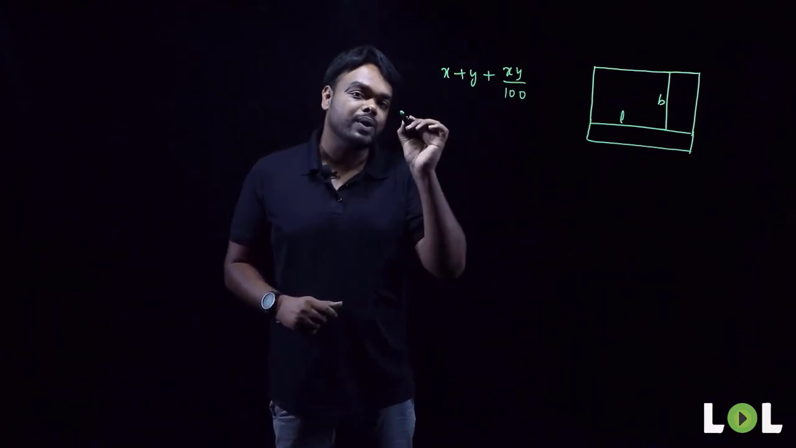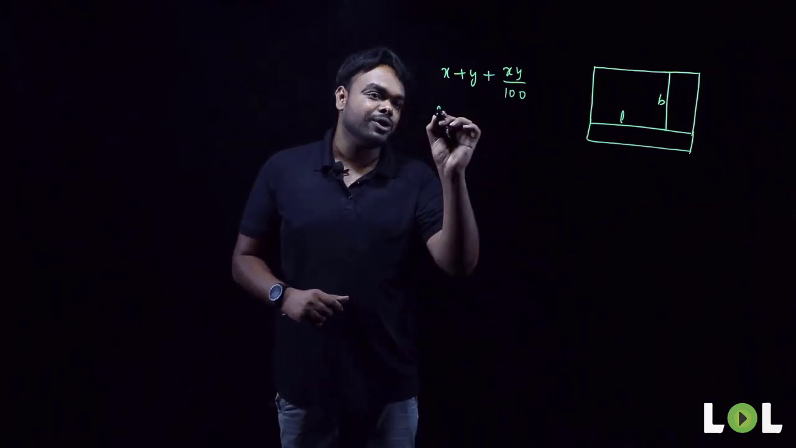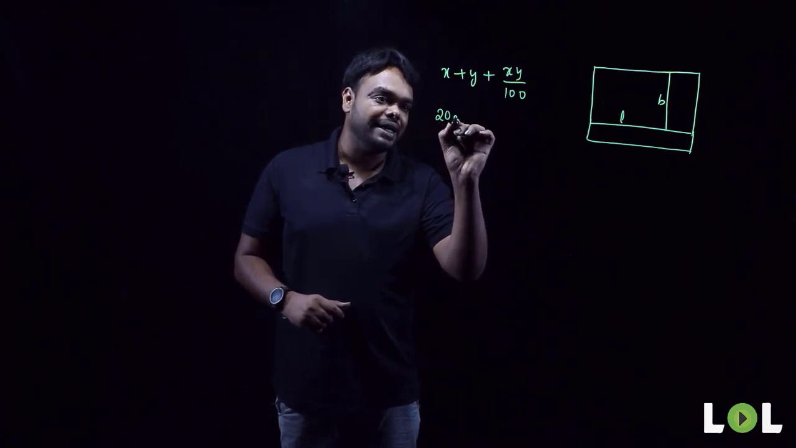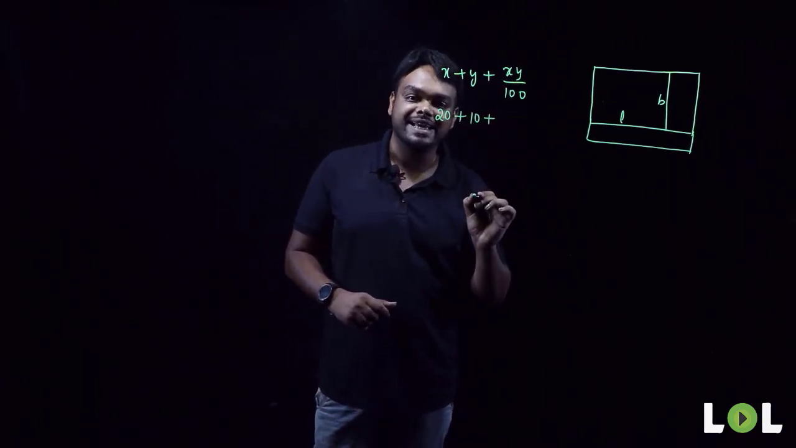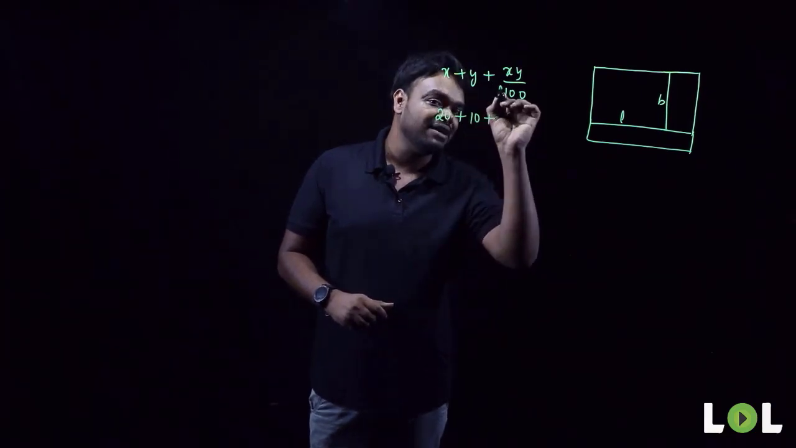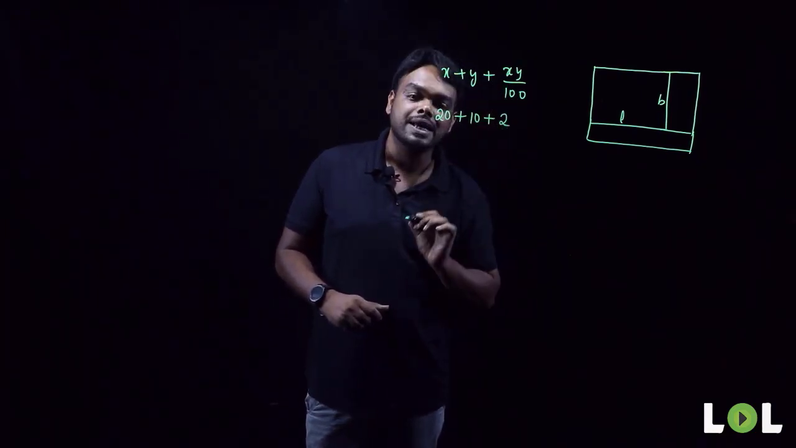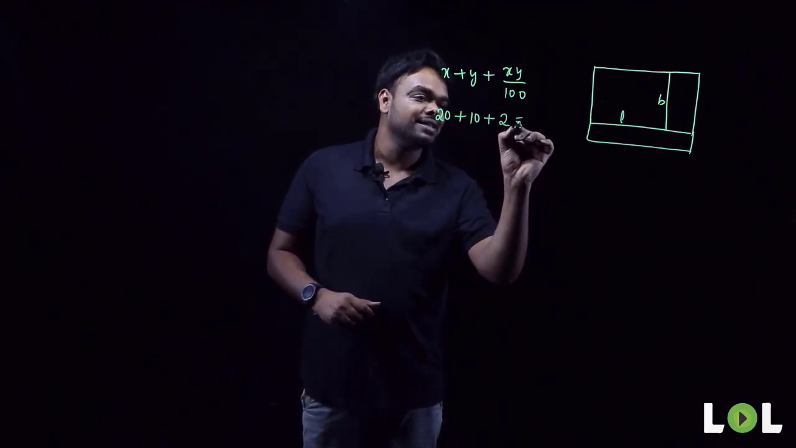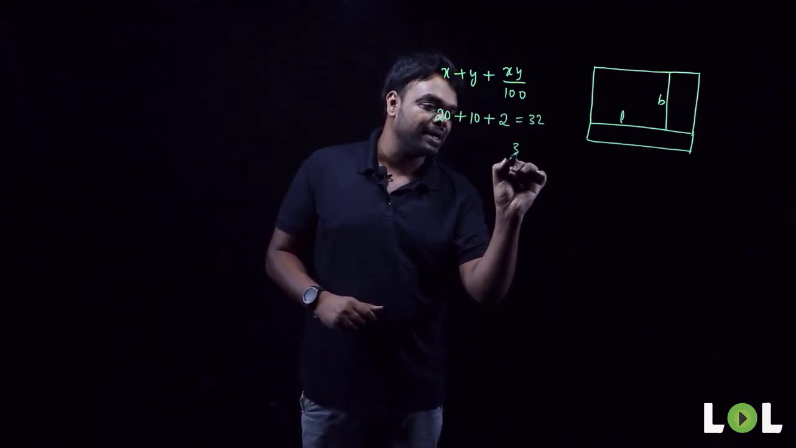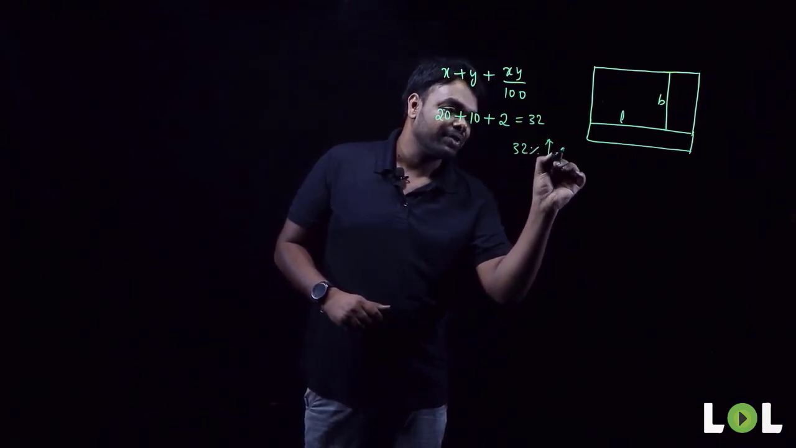Our x value is 20 and y value is 10. So we shall put x as 20 and y as 10, plus 20 into 10, x into y, that is 200 divided by 100, which should give us 2. So what do we get? 20 plus 10, 30, plus 2 is 32. Now the positive value represents a 32% increase.